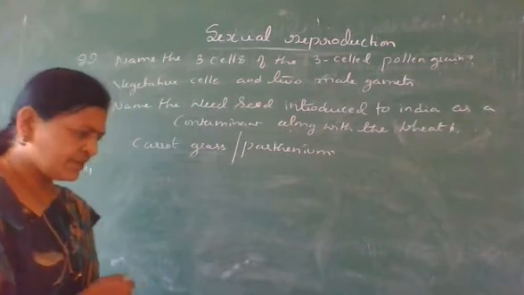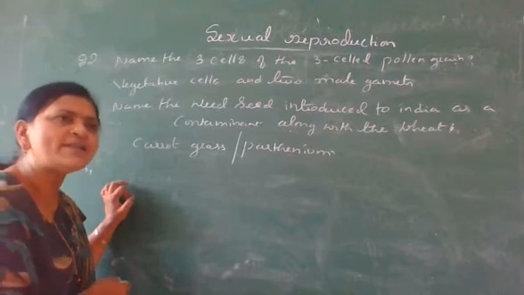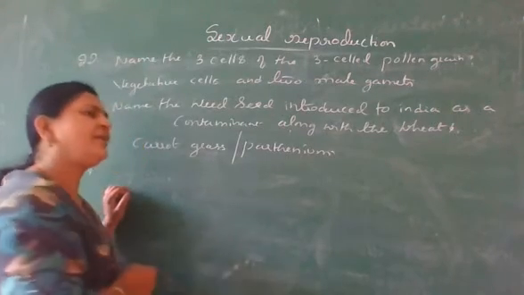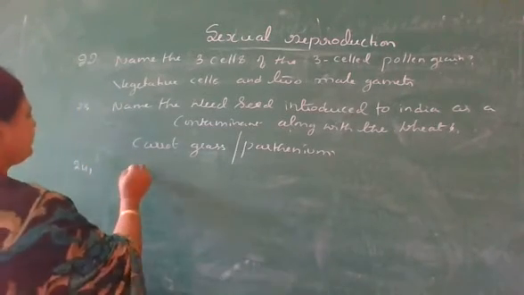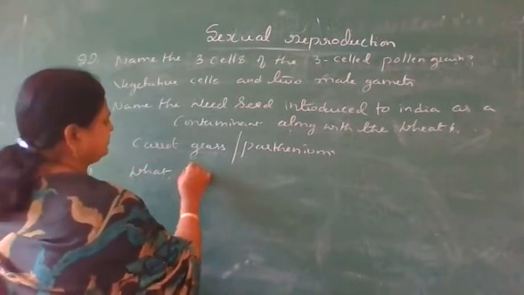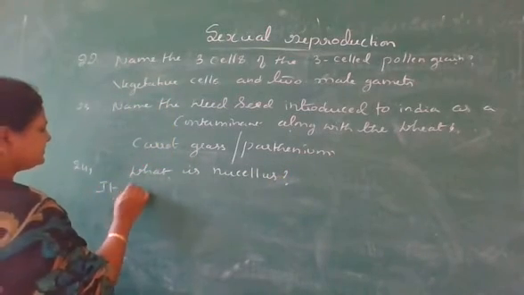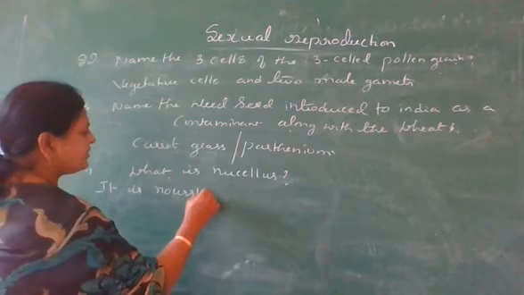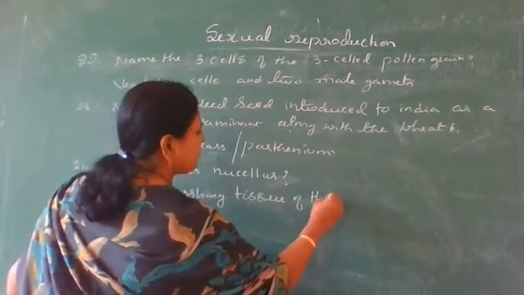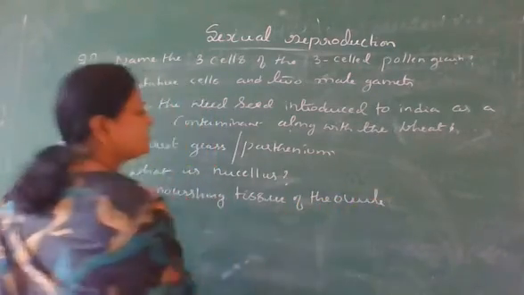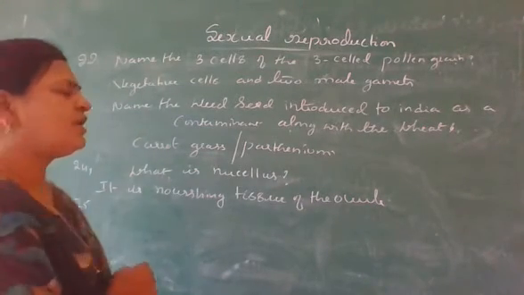As we know, generally the ovule has a protective wall layer called what? Integument. The ovule has a nutritive tissue called nucellus. What is nucellus? It is the nourishing tissue of the ovule. Which is the nourishing tissue of the ovule? Nucellus.